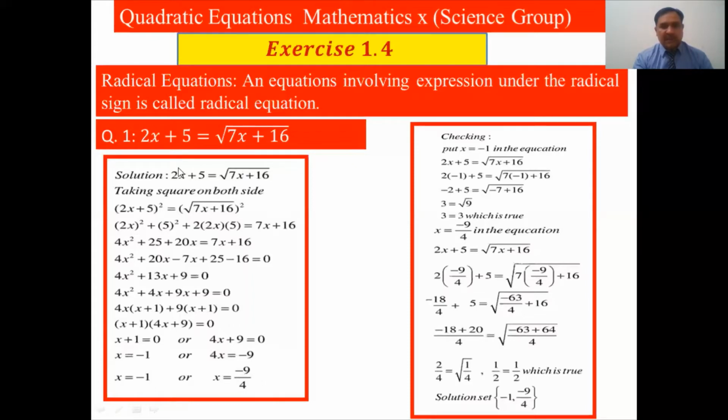Since this type of equation can contain extraneous roots, the roots which do not satisfy the given equation are known as extraneous roots. So we have to check whether the solutions satisfy the given equation. If a solution does not satisfy the equation, then that solution will be an extraneous solution. So let's check: put x is equal to minus 1 in this given equation.